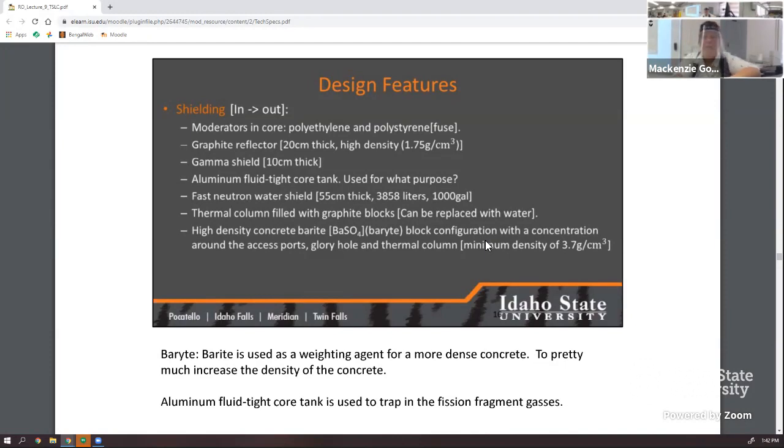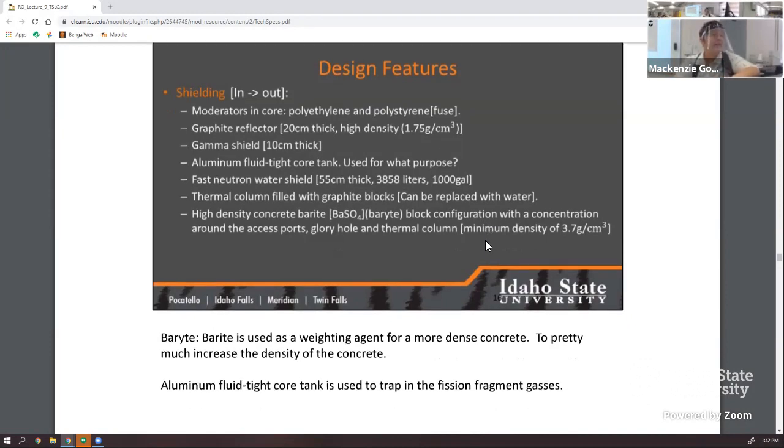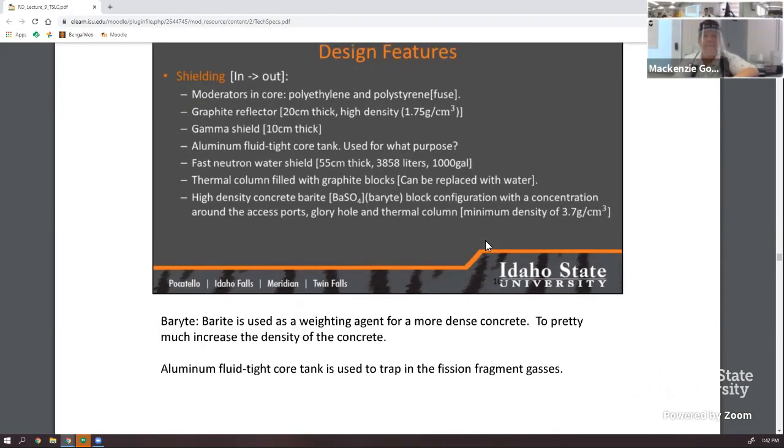Okay? One thing was Marcus did bring up the thermal column filled with graphite blocks. Was that what we saw at the very top of the reactor? Yeah, so when you lift up the tank and look right inside, that's your thermal column. Okay. And this barite, this is a normal thing you'll see in shielding applications in nuclear reactors, right? This is just an industry trick to make it actual nuclear grade concrete. Okay?